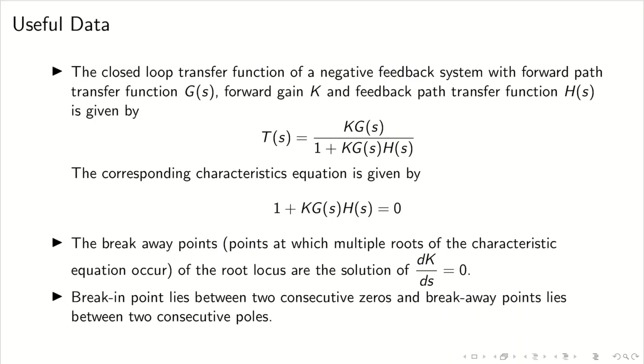The breakaway points or breaking points of the root locus are the solution of dK/ds equal to 0. In the root locus, if breakpoints exist, then a breaking point lies between two consecutive zeros and the breakaway points lie between two consecutive poles. Let us solve this problem.